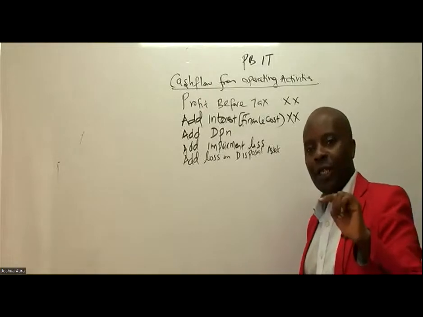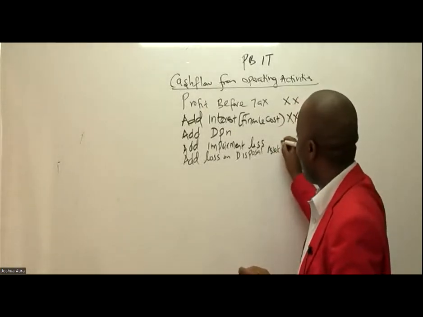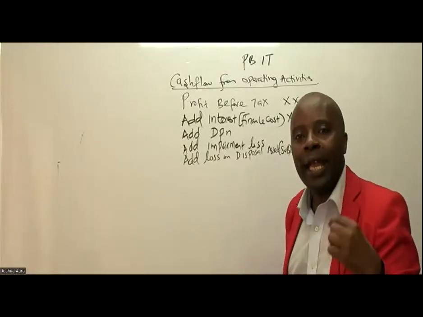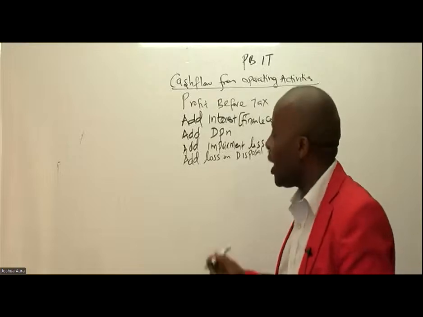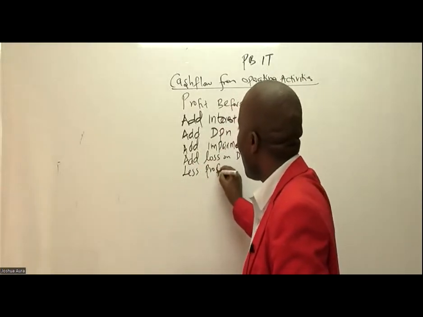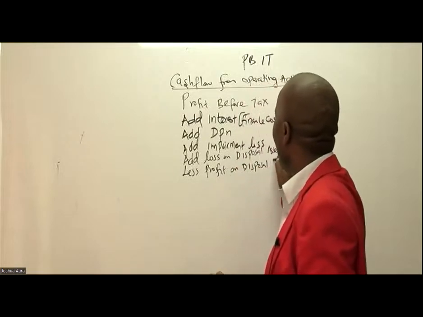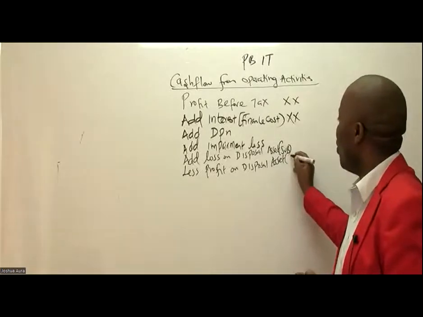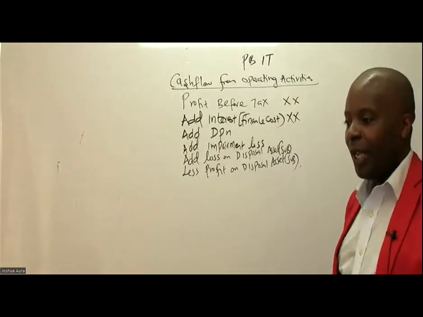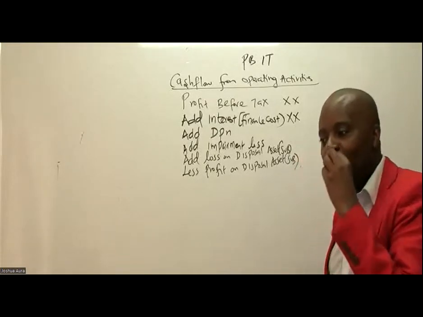And when you are disposing of these assets, including subsidiaries, if you make a profit, what should you do? Any profit on disposal, you less the profit on disposal of assets, including subsidiaries, like that.